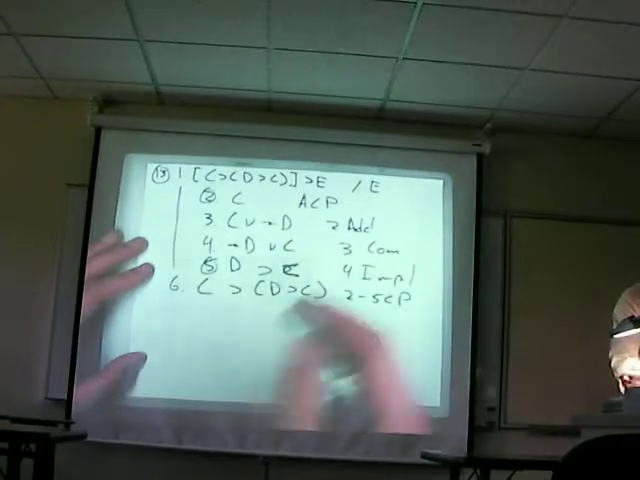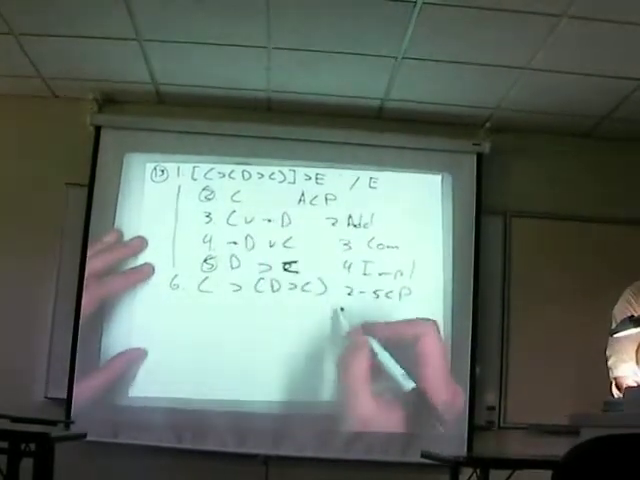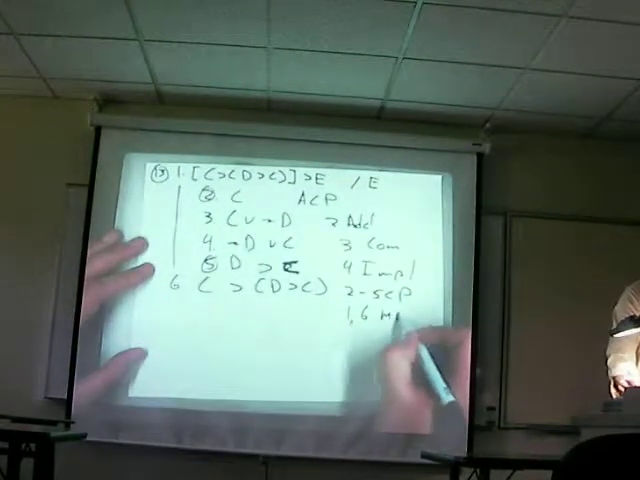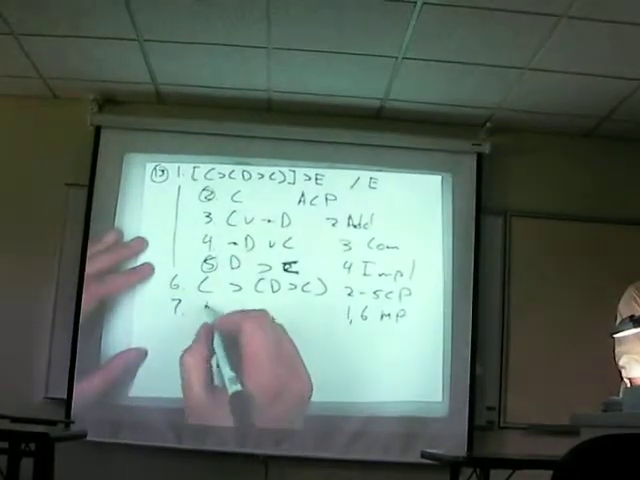And now I'm not done yet. I need to finish it off, easy enough. 1 and 6 modus ponens for line number 7, and I'll have my E.